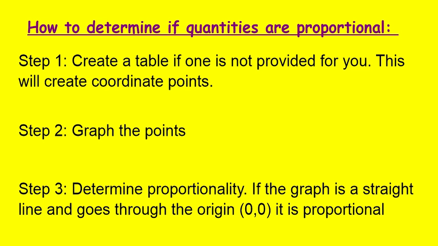How to determine if quantities are proportional? Make sure you write this down in your notebook. Step 1. Create a table if one is not provided for you. This will create coordinate points. Remember, the coordinate points are the x, y points that you're going to need for graphing. Then you're going to graph the points. Then you're going to determine proportionality. So if the graph is a straight line and it goes to the origin, like we said, it's 0, 0, it's considered proportional.